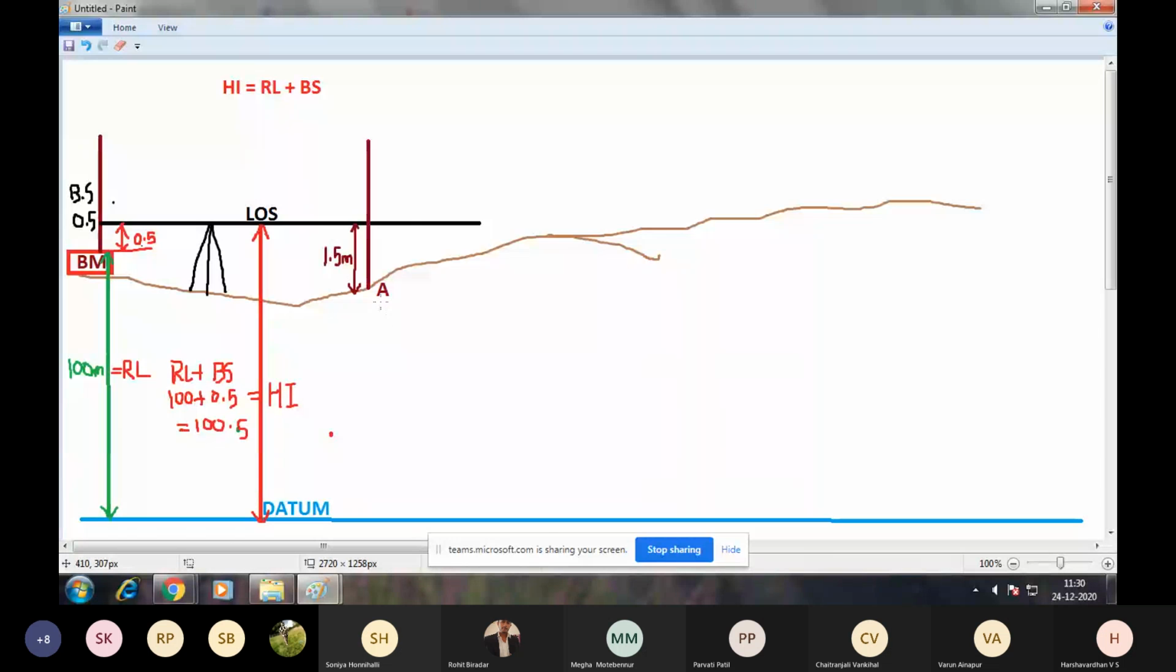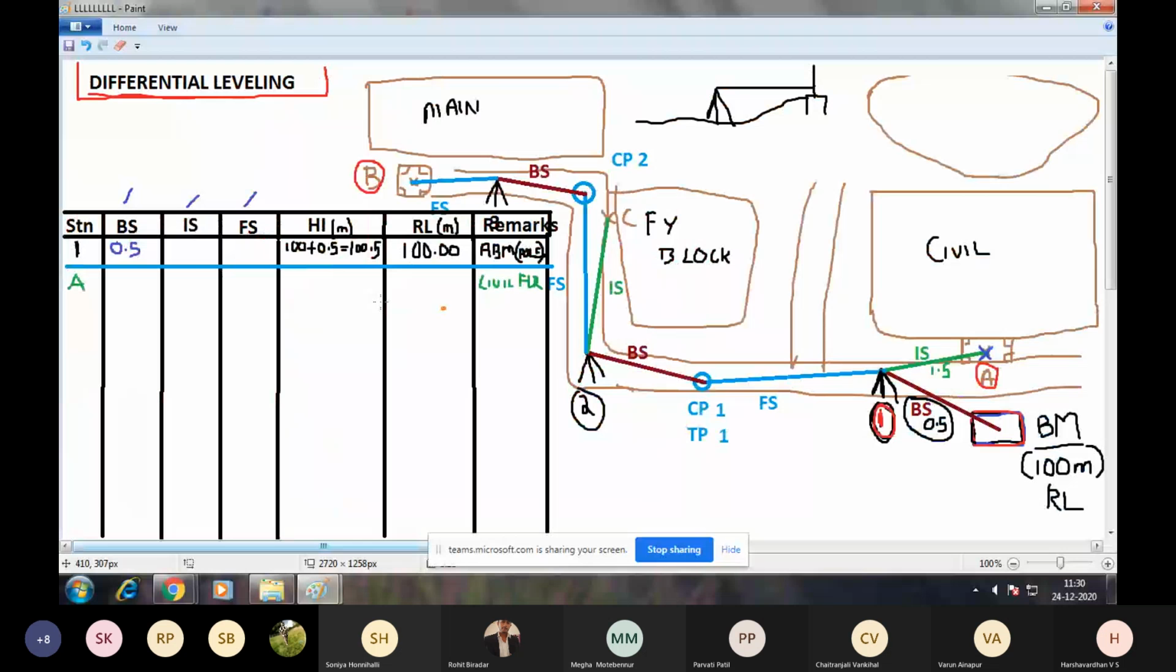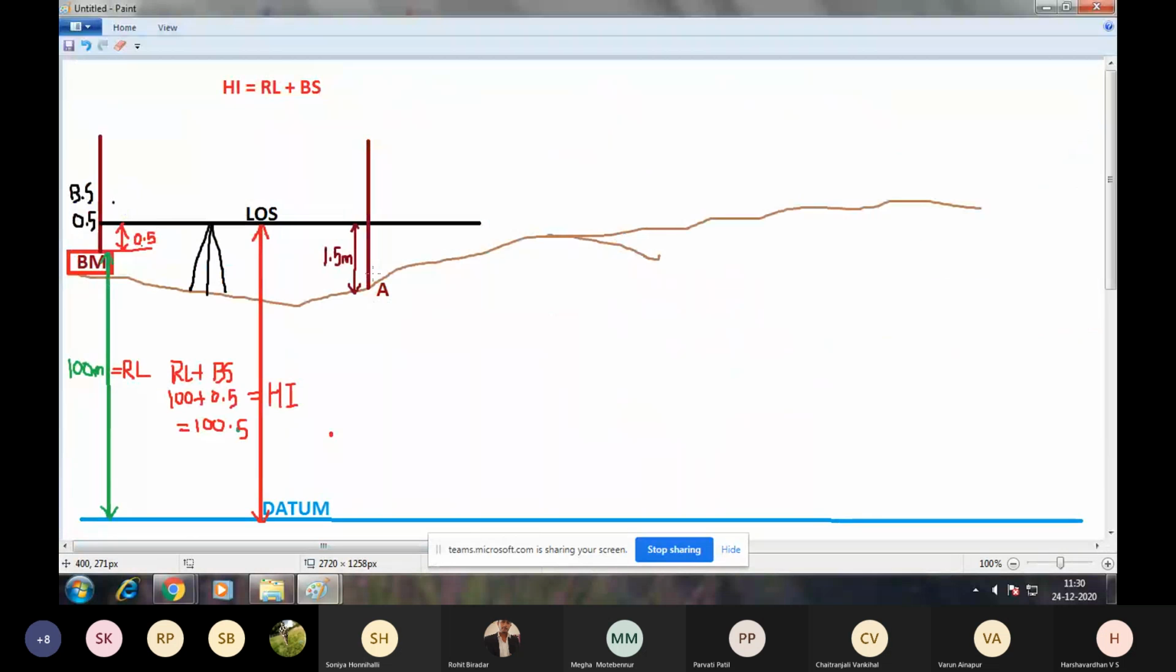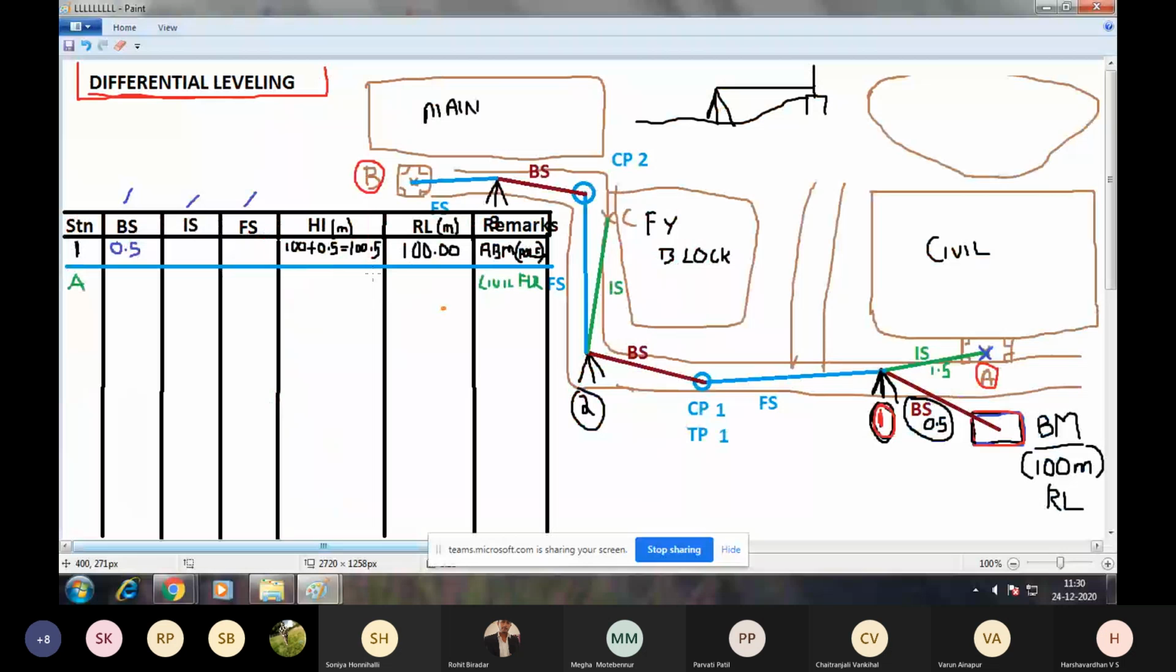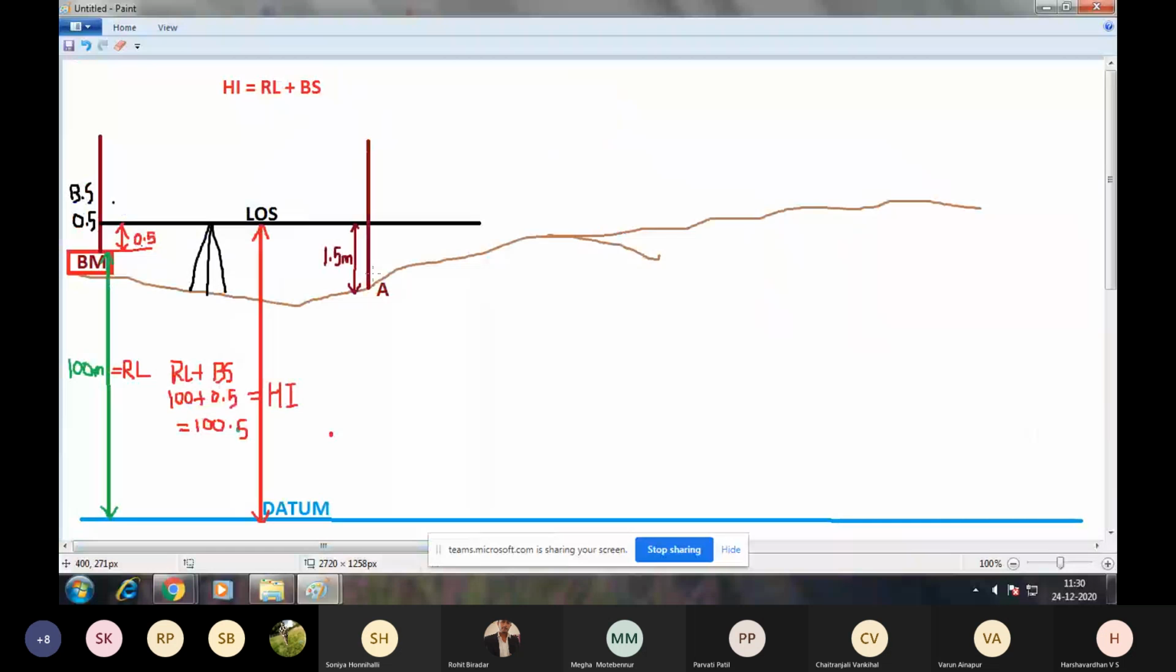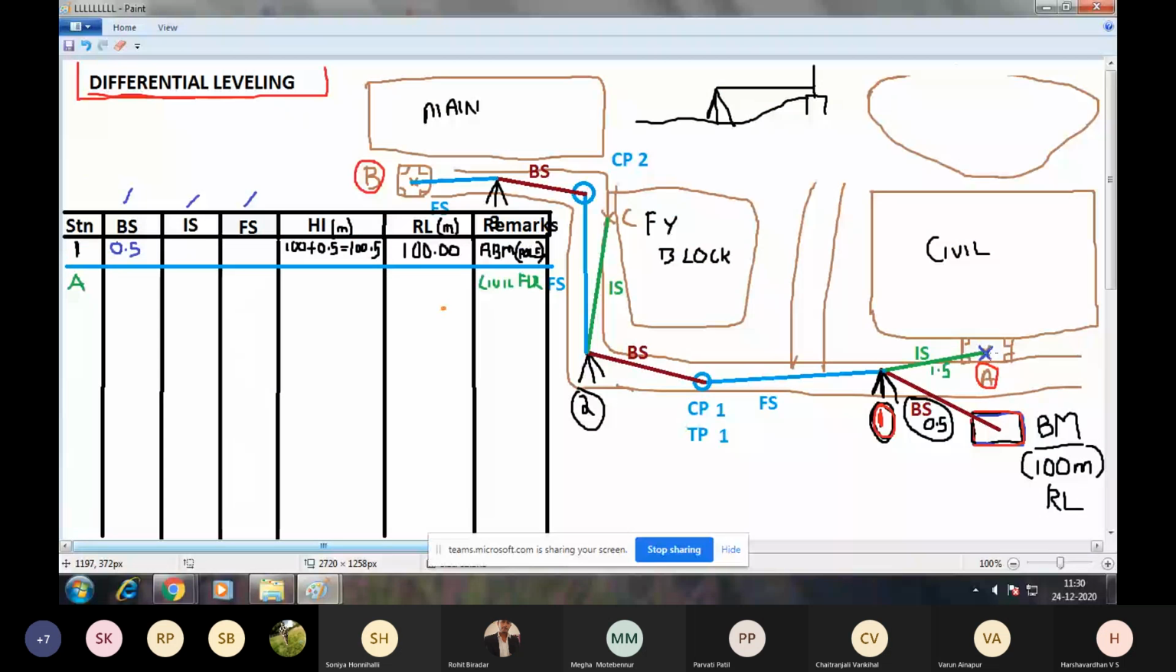I don't know the elevation of point A, hence the staff reading taken on point A is either intermediate sight or foresight. But after taking the reading on point A, I'm not shifting the instrument. This is not my last reading. So I'll write this reading, 1.5, in the intermediate sight column. This staff reading is taken on point A, whose elevation is unknown, and it is not the last staff reading.